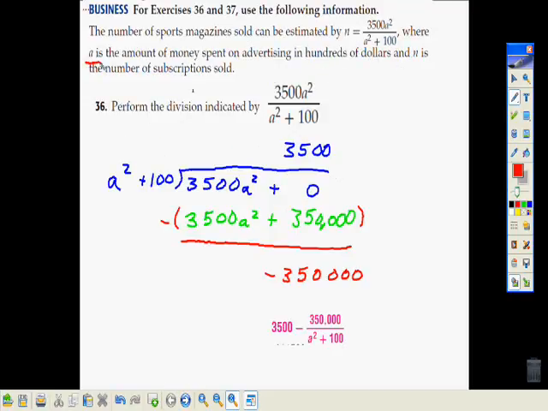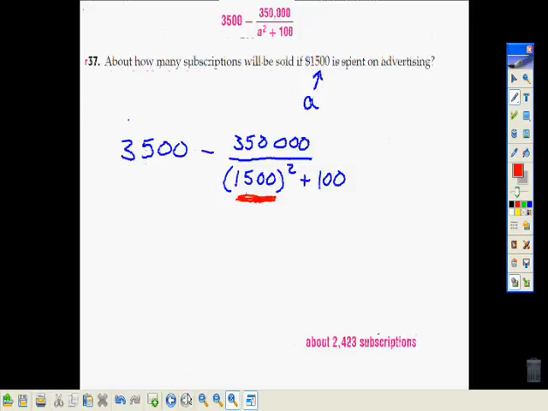If we go back to the instruction, it says a is the amount of money spent in hundreds of dollars, which means if it's $1,500, then a should be equal to not 1,500, but it should be 15. It's $1,500. And so here I don't plug in 1,500, I have to plug in 15. And so if you put that in your calculator, you'll get about 2,400.